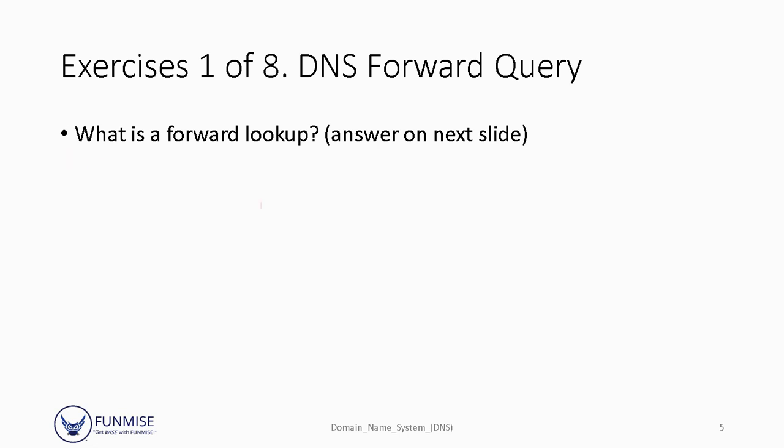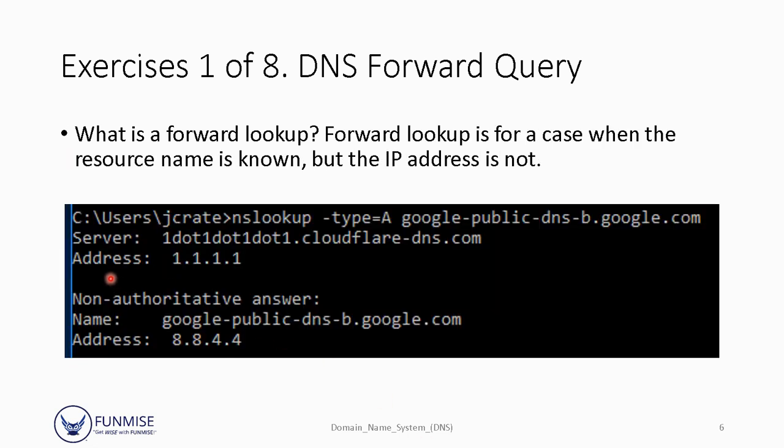Now, exercises 1 of 8, DNS forward query. What is a forward lookup? A forward lookup is for a case when the resource name is known, but the IP address is not. In this case, I'm using the nslookup command in Windows. The type is A, looking for a host record for this resource name. It's querying my DNS server, which is specified here, and it's providing this result. It's saying for this name, use this. This is the IP address of that host. And that would be a forward lookup.